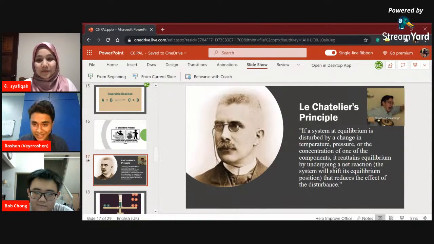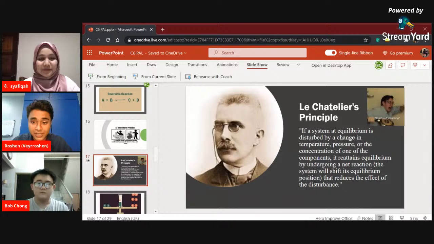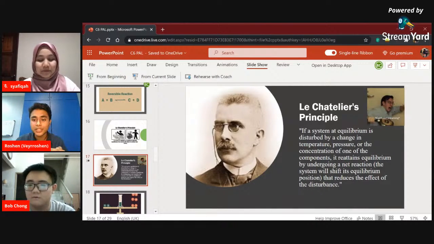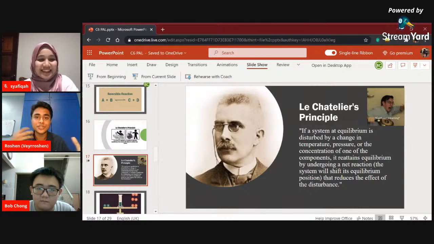So this simple concept Le Chatelier wrote like this. If a system at equilibrium is disturbed by a change, something dah balance, okay, kita disturb dia, kita tukar dia punya equilibrium tu, we change the temperature, we change the pressure or the concentration, right, Chong? So what happen? If we change one of these, what will the system try to do? What will it try to do?